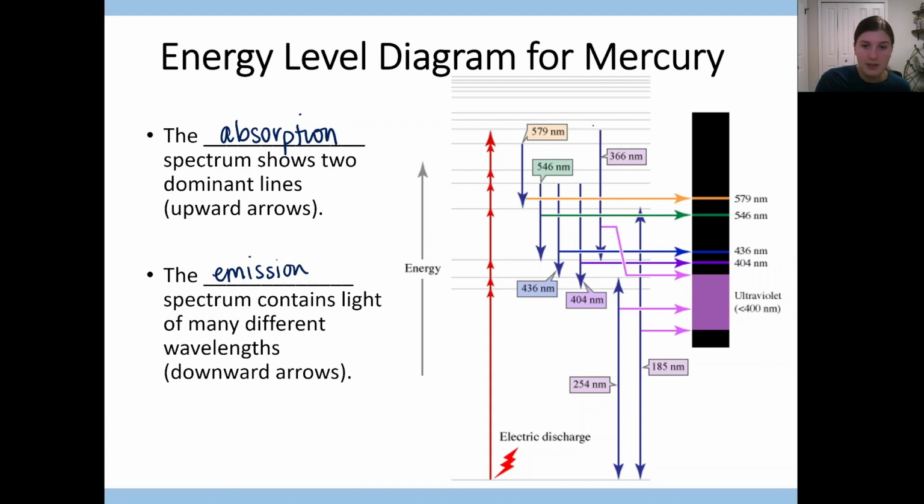Depending on where the electron is starting off in its energy state and where it's relaxing back down, we again have different wavelengths of light. So we have some showing ultraviolet light and then some showing visible light. But again, this looks different than the emission spectrum for hydrogen because we're working with a different element.